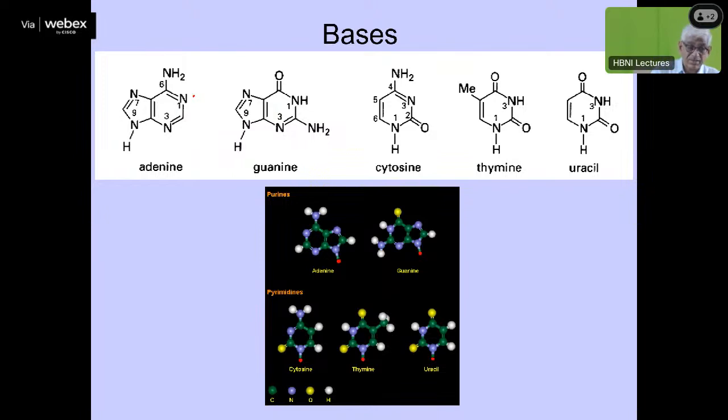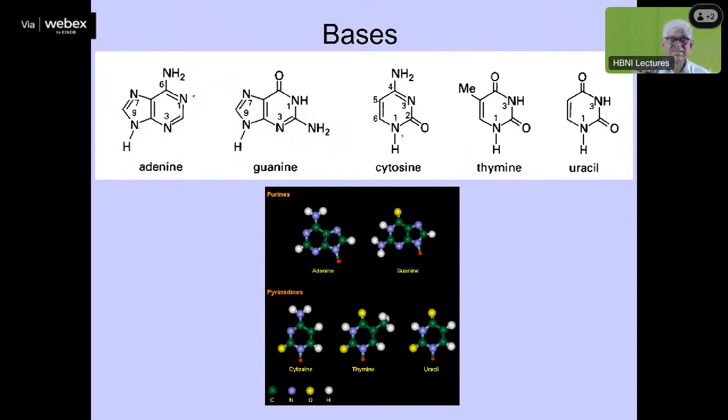number 1. Then the numbering goes like this: 1, 2, 3, 4, 5, 6, 7, 8, 9. Numbering goes in this manner. Same is true in the case of guanine: 1, 2, 3, 4, 5, 6, 7, 8, 9. Okay. And in the pyrimidines, it starts from this NH: 1, 2, 3, 4, 5, 6. Notice here, this is going in this direction. Here it was going in this direction.